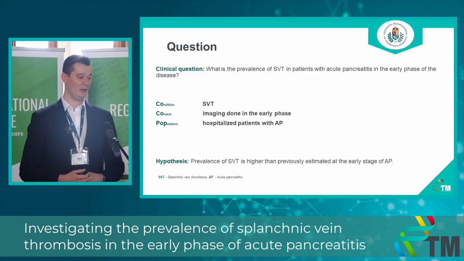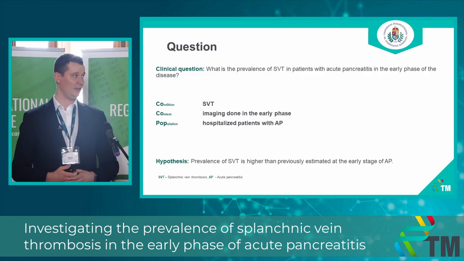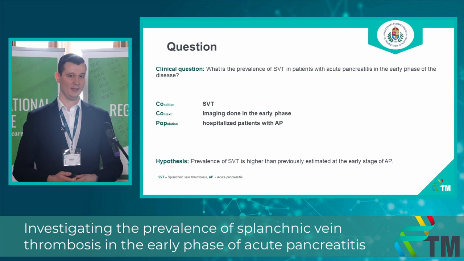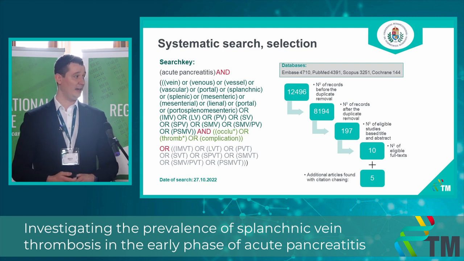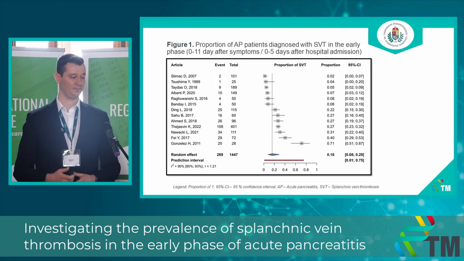The question is the following: what is the prevalence of SVT in patients with acute pancreatitis in the early phase? We employ a COCO-POP framework to identify studies reporting SVT prevalence in AP patients with early phase imaging. And the hypothesis is that prevalence of SVT is higher than previously estimated. We have identified 10 studies using a systematic search and 5 additional ones with citation chasing.